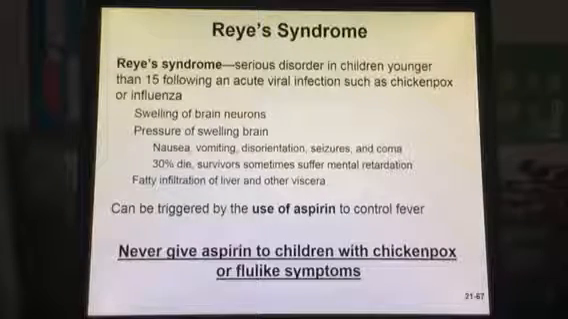I will talk about Reye's syndrome for just a moment. It's a serious disorder in younger children following a viral infection like chickenpox or the flu. It has brain neurons swelling, and that leads to pressure, and so they would exhibit symptoms such as nausea, vomiting, seizures possibly, and then 30% of them can die from this. So we would never want to use aspirin to control a fever with children that have chickenpox or flu-like symptoms.